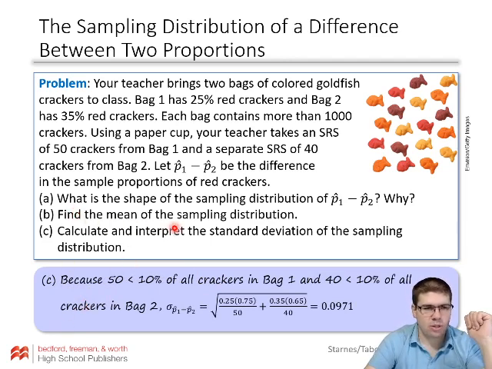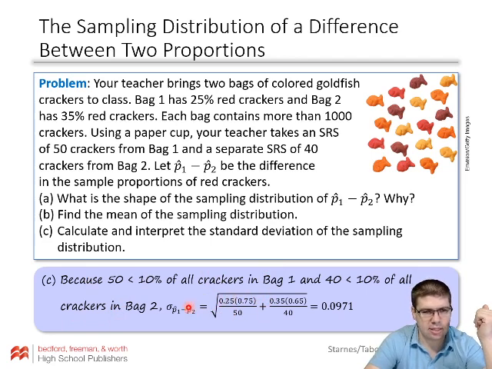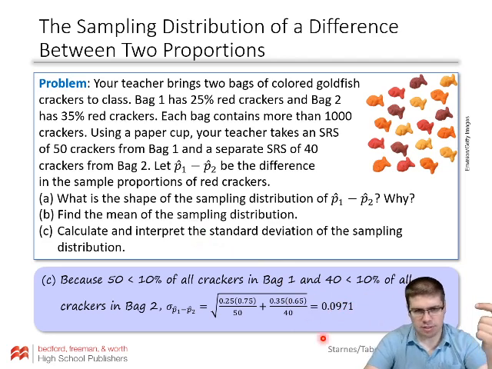And then the last one, the spread. Because 50 is less than 10% of all, we know that there's more than 1,000 in the bag, and because 40 is less than 10% of all, we need to say both of those. Since each of these samples is less than 10%, we can use the standard deviation formula. This is p1, which is 0.25, times (1 minus p1) over n1, plus p2 times (1 minus p2) over n2, and then we take the square root, and that gives us the standard deviation of that difference of sample proportions.